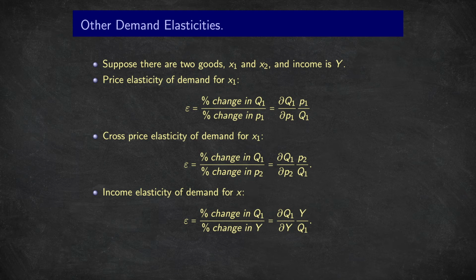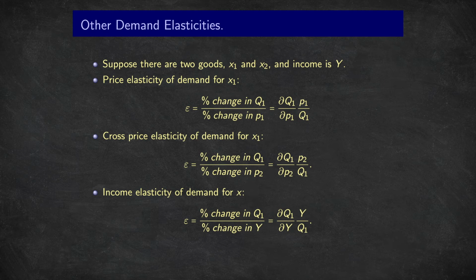Let us just recall quickly the basic definition of the price elasticity of demand for a good X1, which we denoted epsilon, which is the partial derivative of the demand for good 1 with respect to that good's price, multiplied by the price over quantity ratio.